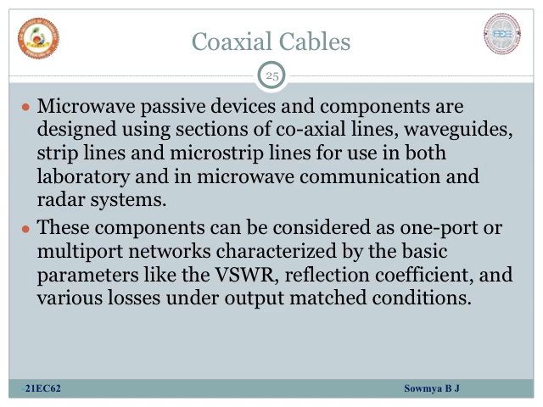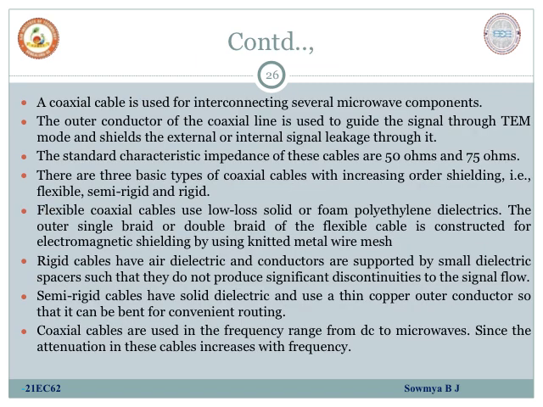communication and radar systems. These components can be considered as one-port or multi-port networks, and they can be characterized by basic parameters like VSWR, reflection coefficient, and there may be various losses under output matched conditions. A coaxial cable is used for interconnecting several microwave components.